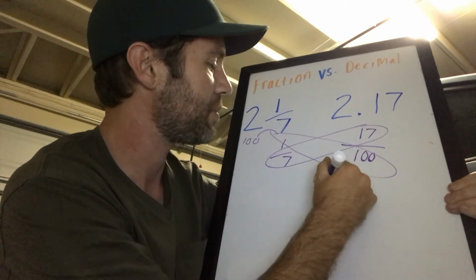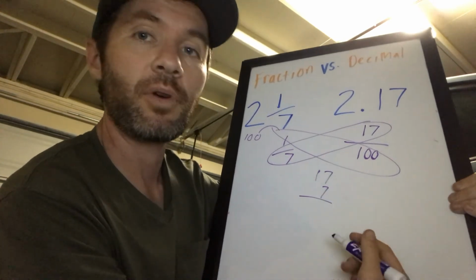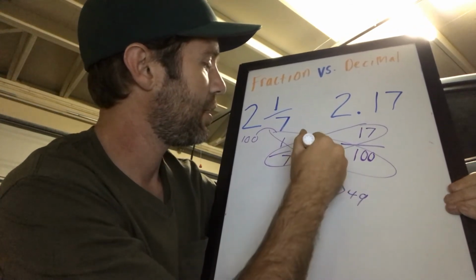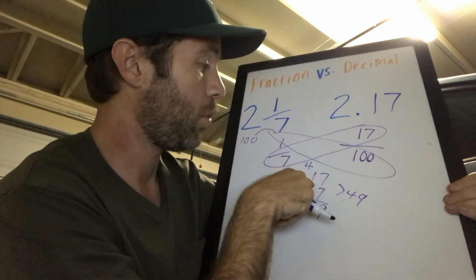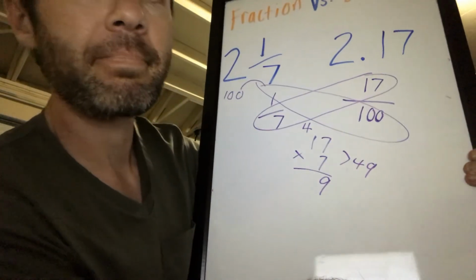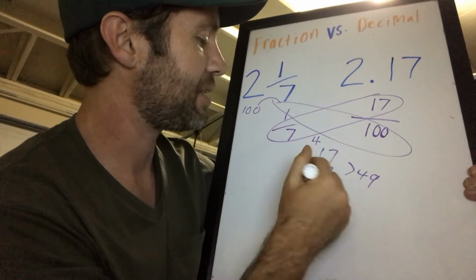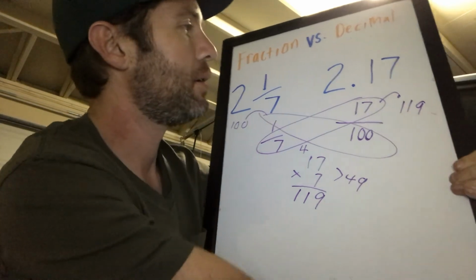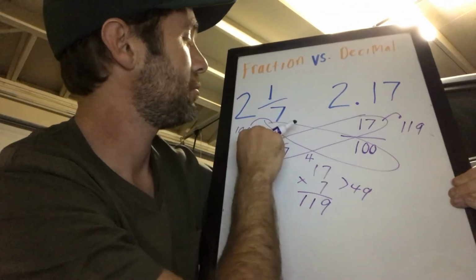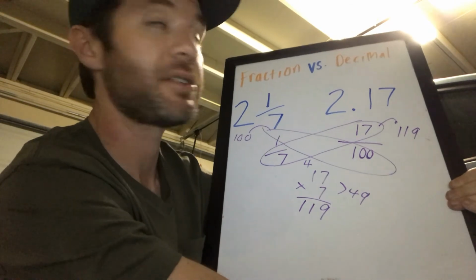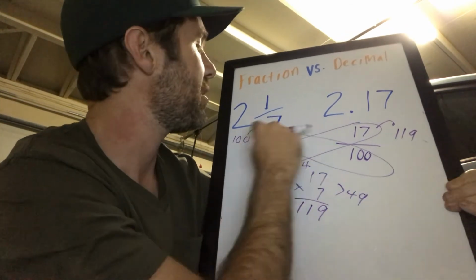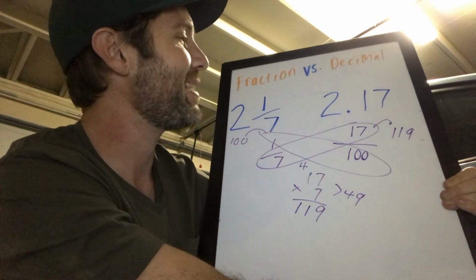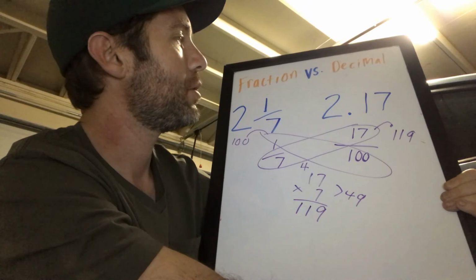So let's go 17 times 7. 7 times 7 is 49. So we'll bring down the 9, carry the 4. 1 times 7, 7 plus 4 is 11. So over here, my answer is 119. Okay, so again, the decimal side is going to be greater this time. 119 versus 100 in our butterfly method. So we can see that 2 and 1/7 would be less than 2.17.